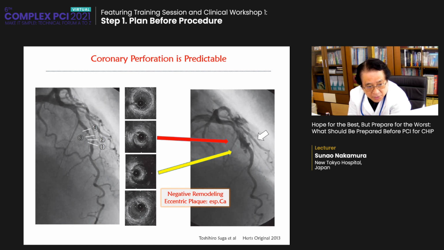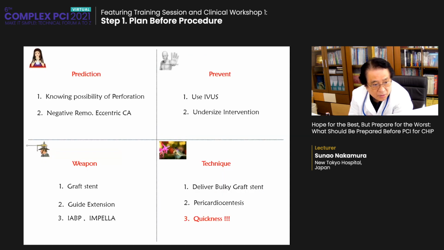From the beginning, most of the time, if you use IVUS, we can recognize the size of the vessel, presence of negative remodeling, and the location of the calcification. So close to 100%, we can predict. So in this case, we can do prediction and prevention with IVUS, and the technique, most importantly, we need quickness. And if possible, better to have a technique of pericardiocentesis. If you have all, you and your patient will be very safe.